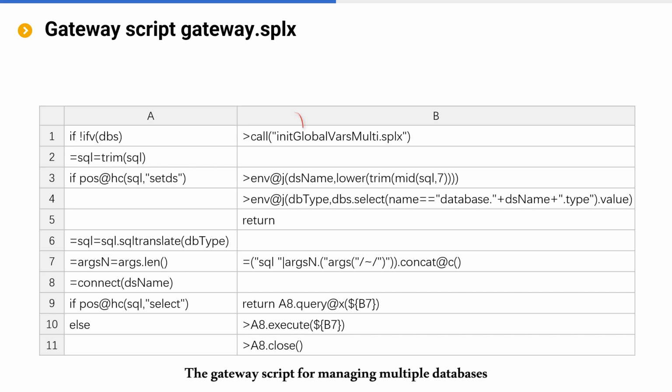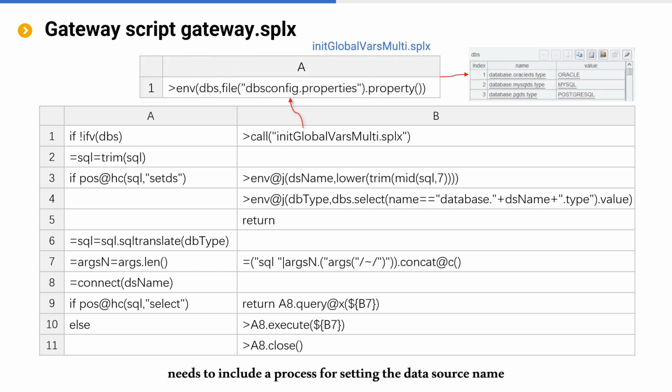The gateway script for managing multiple databases needs to include a process for setting the data source name. A3 receives a parameter from the program to set the data source, which is specified as setDSMySQLDS. If it starts with setDS, B3 will assign the data source name to the job variable DSName. The workspace of the job variable is the same connection. Next, all SQL statements within this data source can be run directly. B4 is similar. Search for the database type based on the data source list DBS, and assign it to the job variable DBType. The script from A6 onward is identical to the single database version, and will not be repeated here. This gateway script can still handle all SQL statements, and allows for seamless migration.